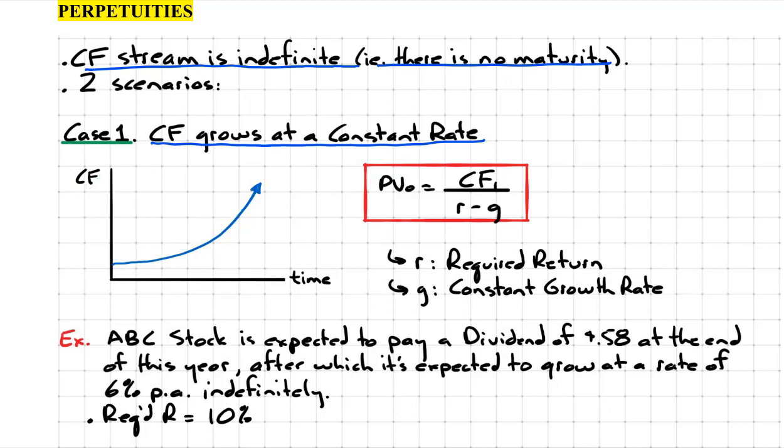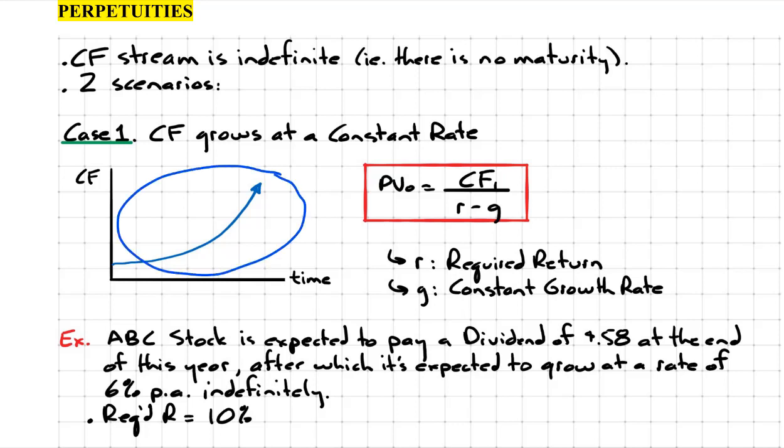Now, you may be thinking, what kind of instrument exhibits this kind of cash flow pattern? Well, if you look at a common stock, stocks do not have maturities. And at the same time, if you look at the corporate earnings over time, they tend to exhibit a constant growth rate. So this here is a really good depiction as to what the earnings would be on common shares.